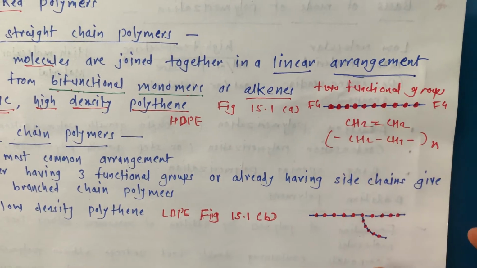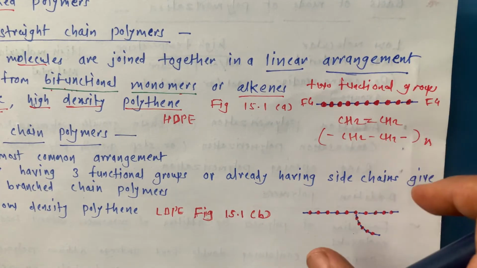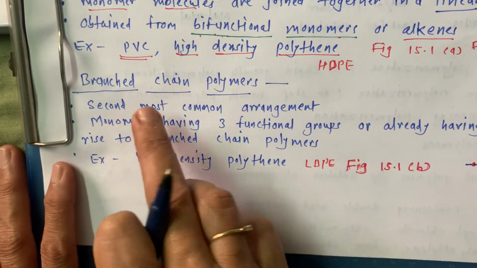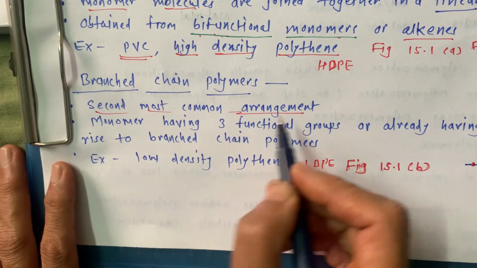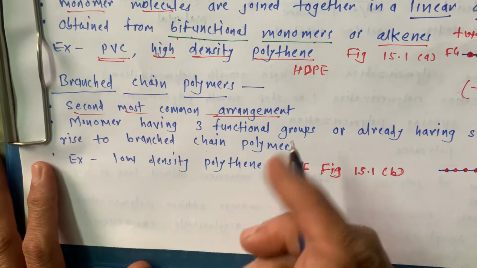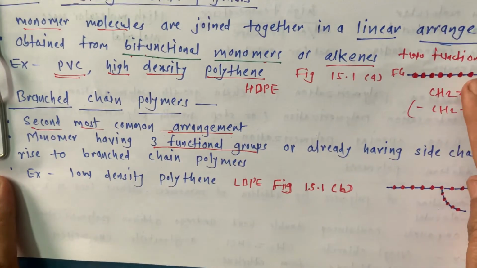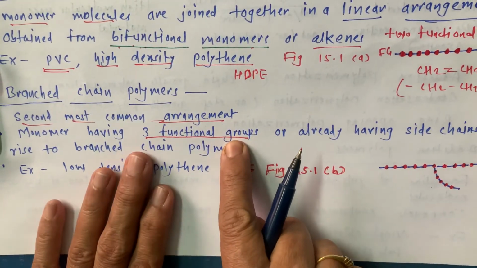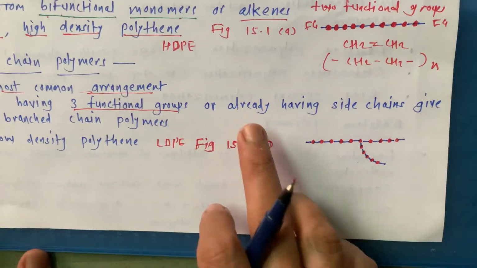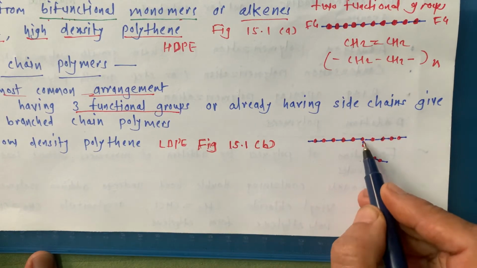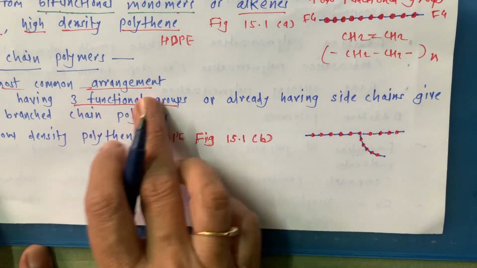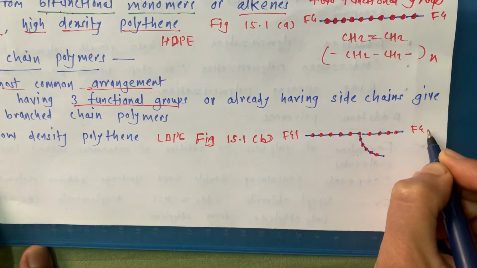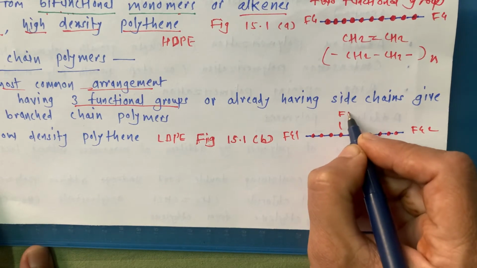Straight chain compound has a high melting point, while branch chain compound has a low boiling point. And then the branch chain polymers, this is also the second most common arrangement. Okay, here it is a monomer having three functional groups. This is the structure of the linear polymer. Now here it may be possible that three functional groups already have a side chain. This is a straight chain and there is a side chain like this, or they have three functional groups, meaning one functional group to this end, another functional group to this end, and one more functional group over here.